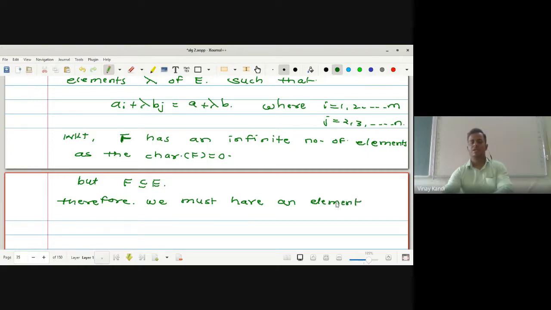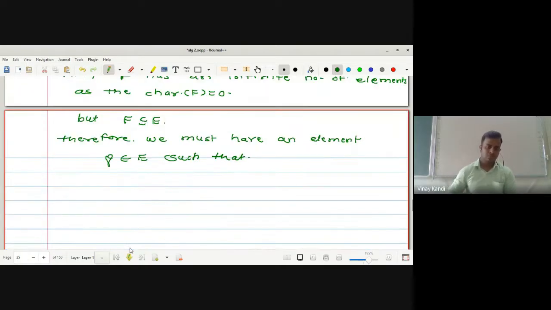We must have an element E. Suppose that element is gamma, belonging to E, such that a_i plus gamma b_j is not equal to a plus gamma b.